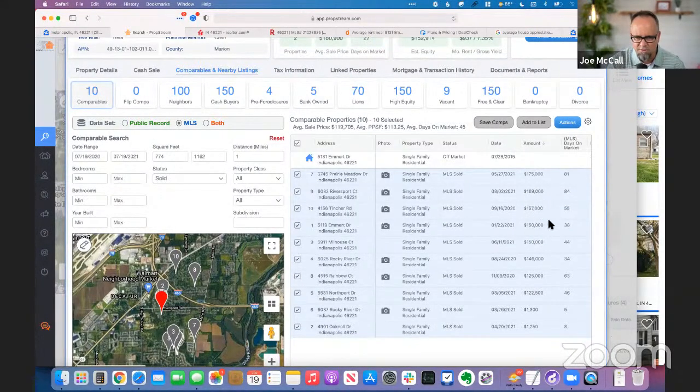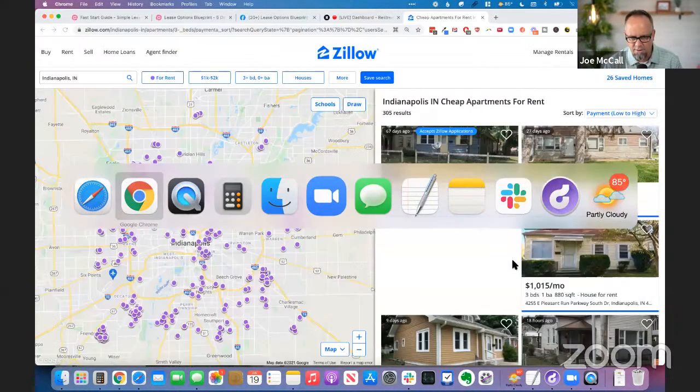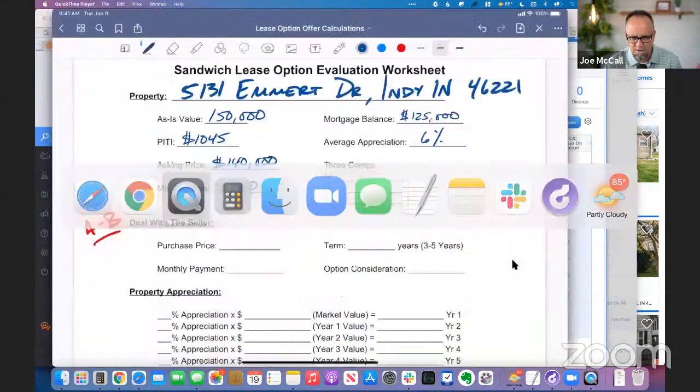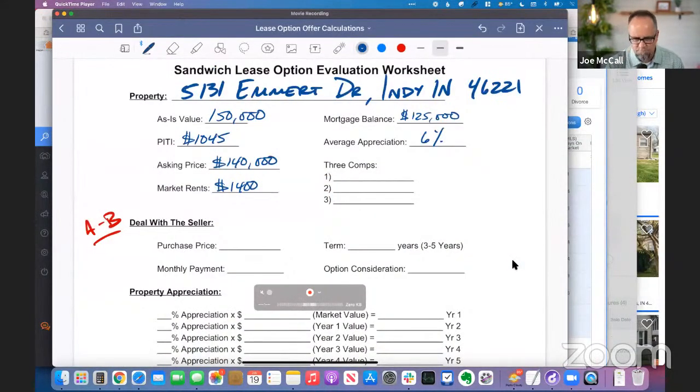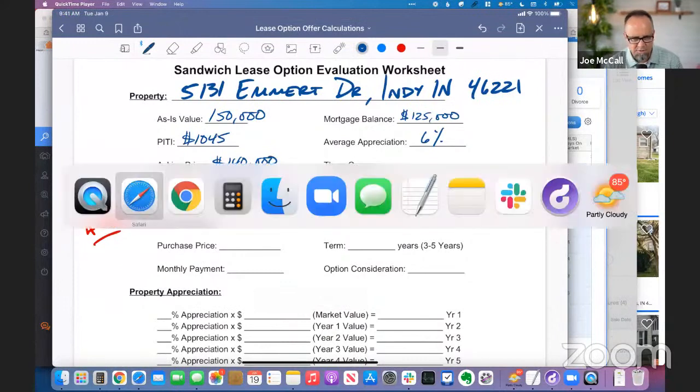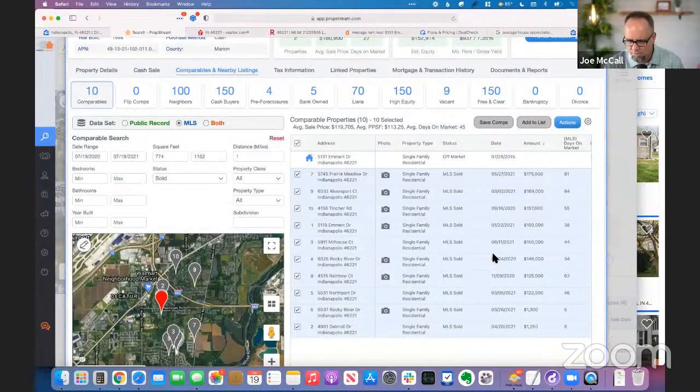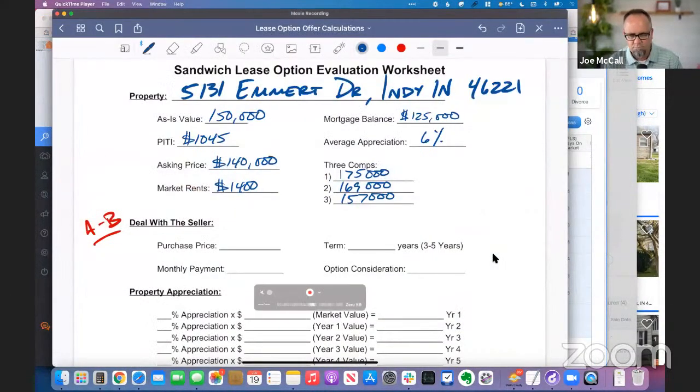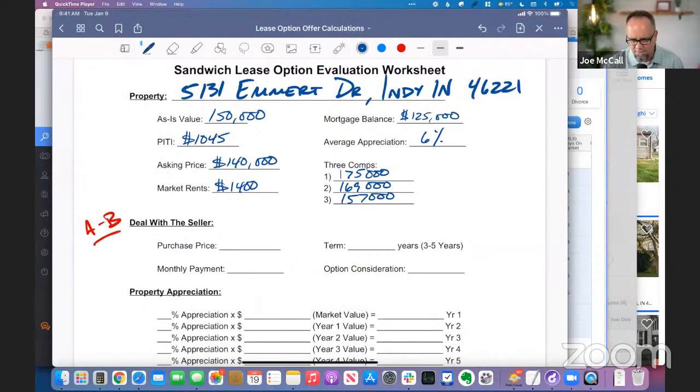175, 169, 157, 150, 150, 146. I feel good about that because if I go here now, let me back here, my three comps. Let's do, I know you can't see this right now, but 175, 169, 157. Okay, so I just put those right there.